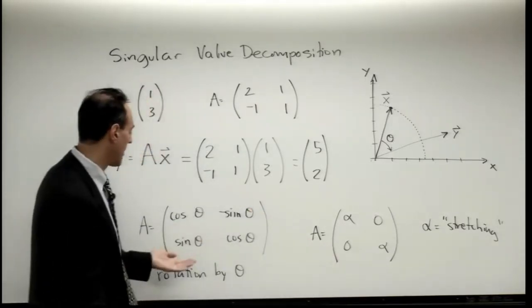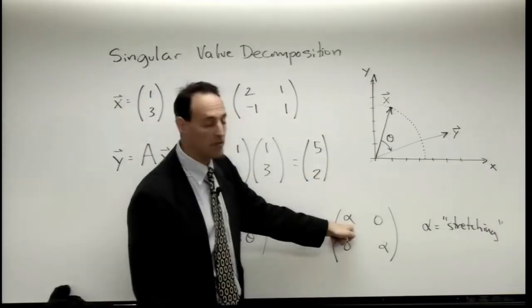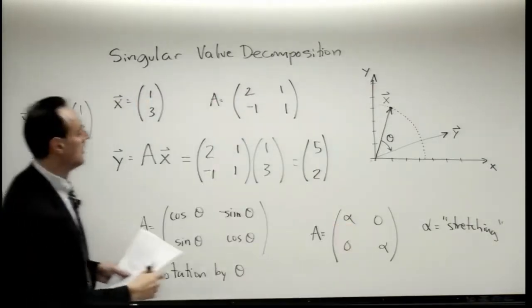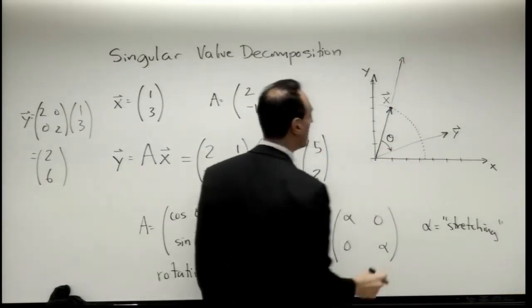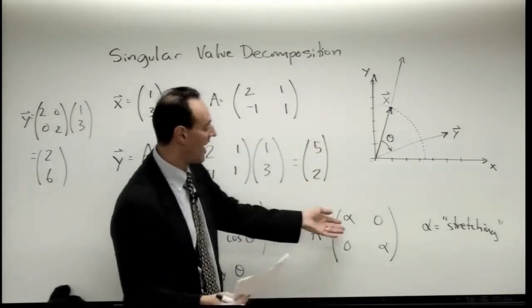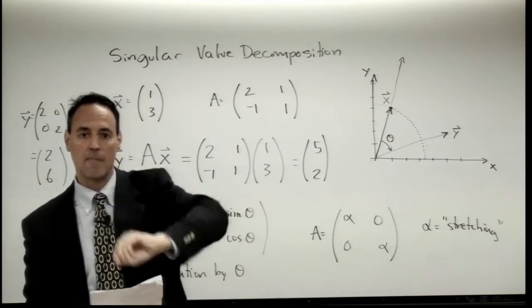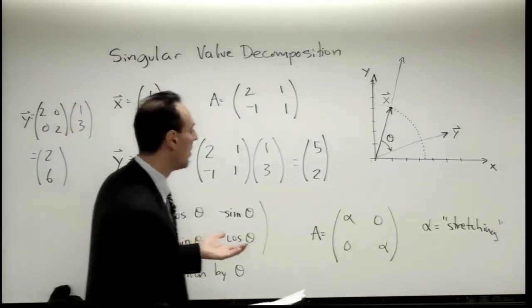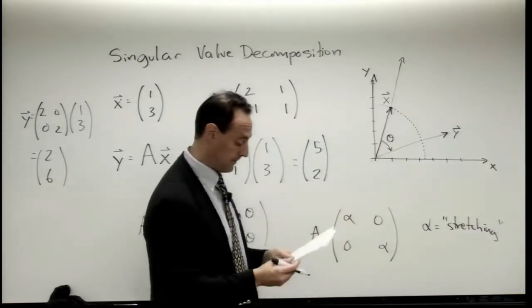Okay, so a little bit of this plus a little bit of this, and this plus a little bit of this, plus this plus a little bit of this. Well, the 2,6 is just twice as long. That's it. So you can see that this thing will just stretch. If alpha is bigger than 1, it stretches it. If alpha is less than 1, it compresses it. If alpha is 0, it makes it of length 0.